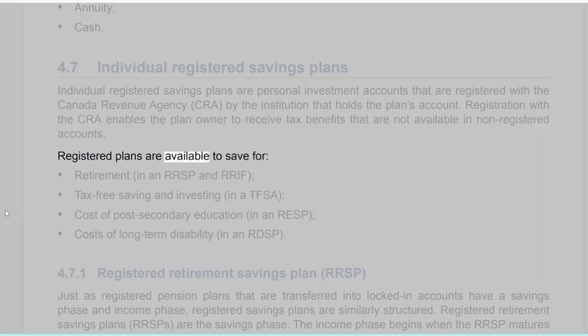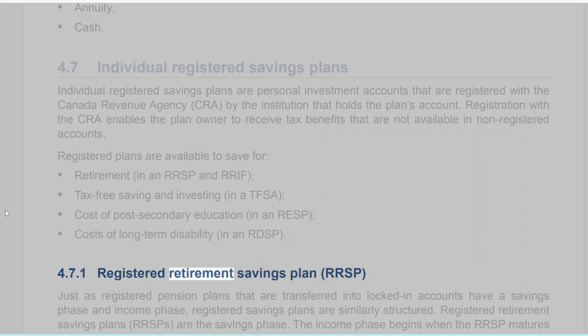Registered plans are available to save for retirement in an RRSP and RRIF, tax-free saving and investing in a TFSA, cost of post-secondary education in an RESP, and costs of long-term disability in an RDSP.